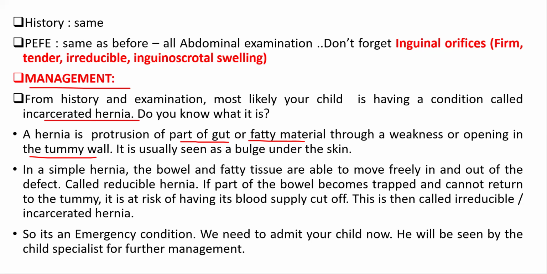In a simple hernia, the bowel or the fatty tissue is able to move freely in and out of the defect, which is what we call a reducible hernia. But sometimes if part of the bowel becomes trapped and cannot return back to the tummy, that's when we call it an irreducible or incarcerated hernia. Because the bowel is no longer able to go back, it starts to lose blood supply, and at some point it does not get any blood supply and has a risk of irreversible damage. Left untreated, that part of the bowel can die, and it can even sometimes perforate, causing a life-threatening complication.